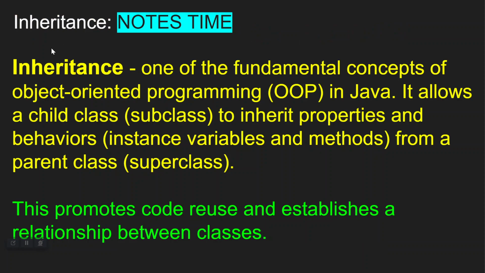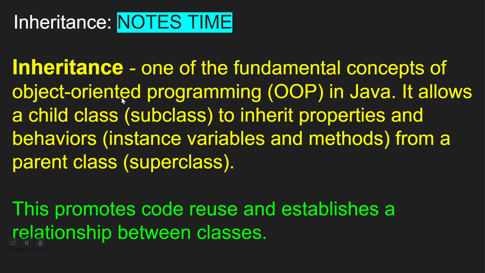So let's get into what inheritance is. It's one of the fundamental concepts of object-oriented programming in Java. What it does is it allows what we call a child class or a subclass to inherit properties and behaviors, such as the instance variables and the methods, from a parent class, or what we can call the superclass. This promotes code reuse, and it establishes a nice relationship between classes.